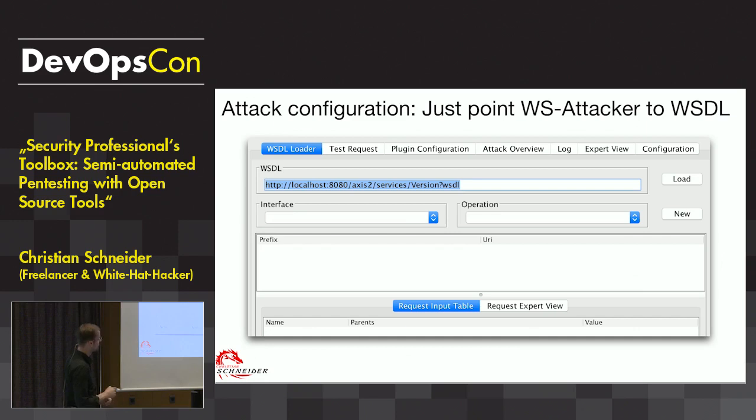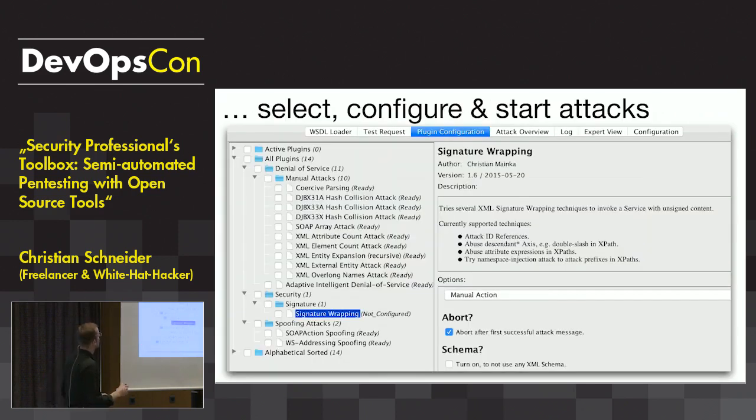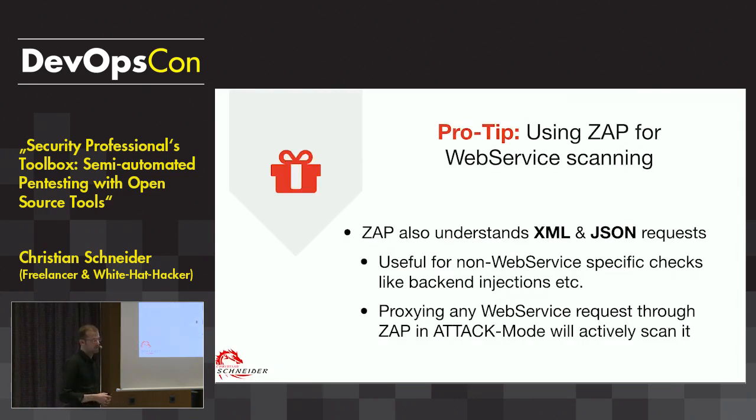So you just point it to a WSDL file or URL, and then it will automatically populate the requests, and then you can choose any kind of attacks that you can configure, and these attacks will then be checked against the web service backend. So that's for checking the specific web service related security things.